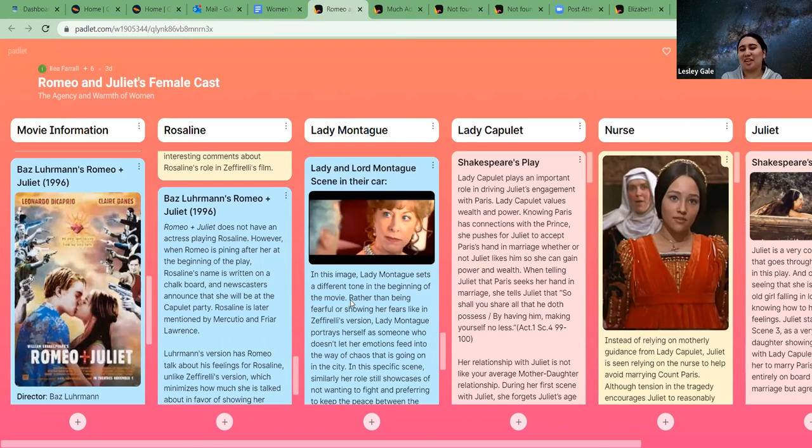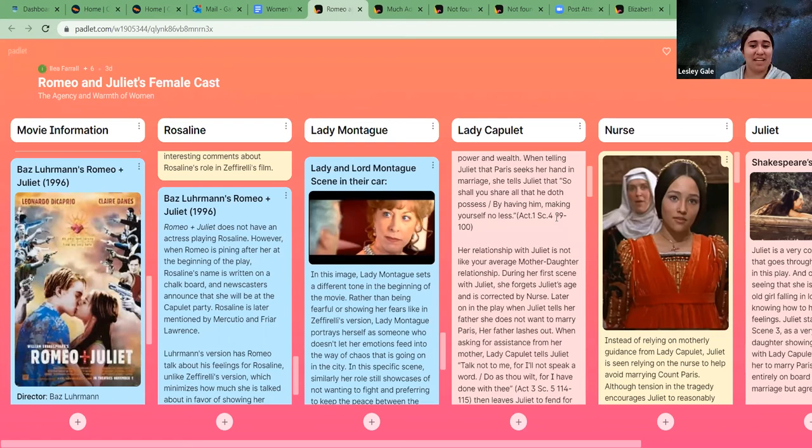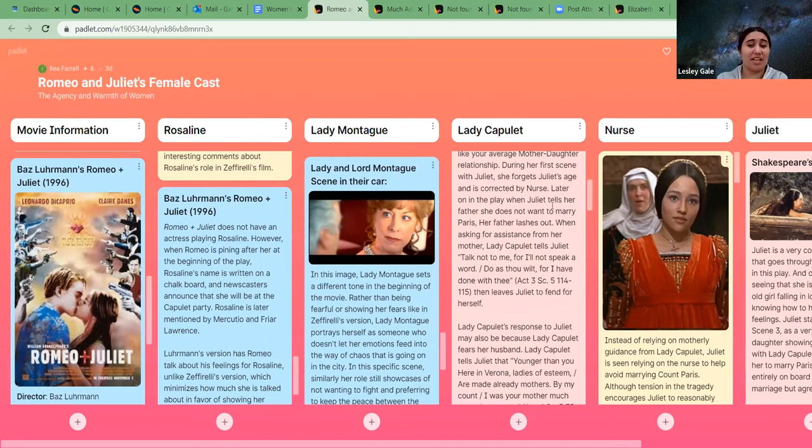Unlike Lady Montague, Lady Capulet is not a good mother. In the play, you can see that she often forgets Juliet's age. And she even leaves Juliet to fend for herself when her father, Lord Capulet, lashes out at her.